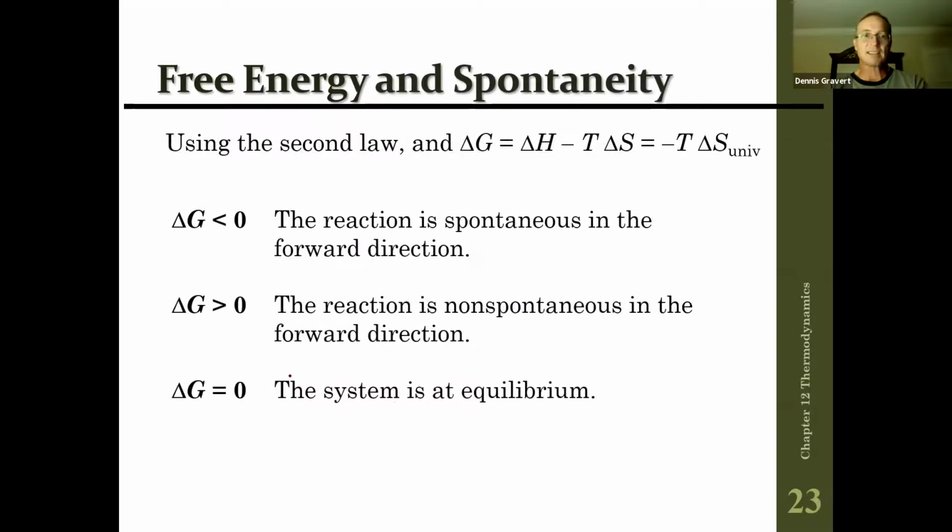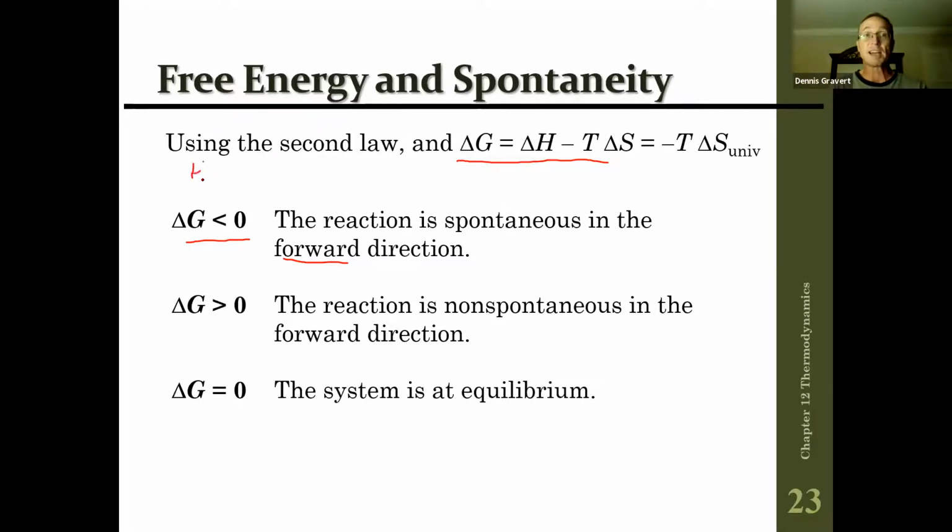And that's what this slide says. Here it is, delta G negative, it's spontaneous as written in the forward direction. If you use this equation and you discover that, hey, delta G is positive, then the reaction is not spontaneous. And what you can do is flip the reaction. The reverse reaction must therefore be spontaneous.